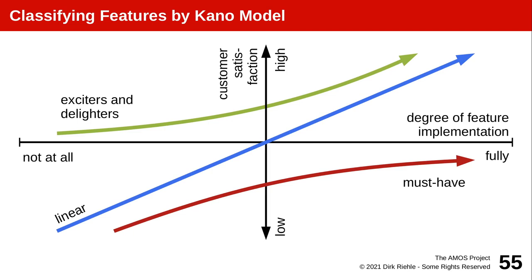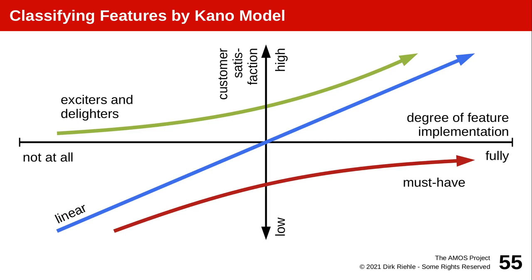Then there are performance features, where users get more value out of them as they are done and they are fine. Not necessarily expected, but that's why the software exists. Nobody comes to a software for must-have features. They come for performance features. And they come for the third category of exciters and delighters.